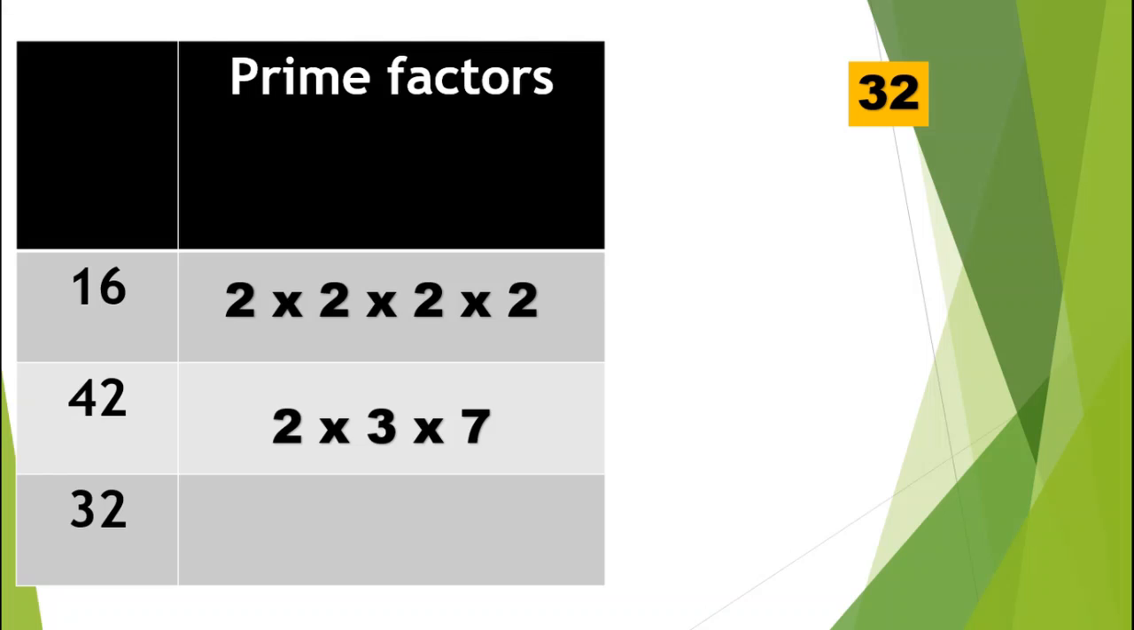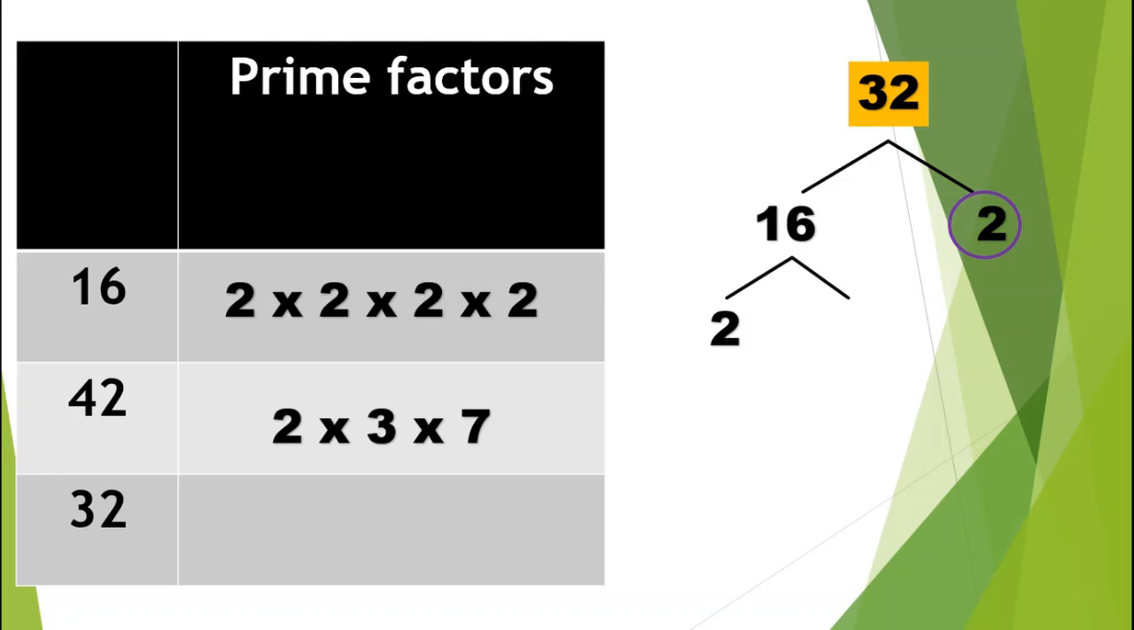Let's have 32. Think of two numbers that we can multiply to get 32. Very good. That is 16 times 2. 2 is a prime number, so we will encircle it. How about 16? Very good.